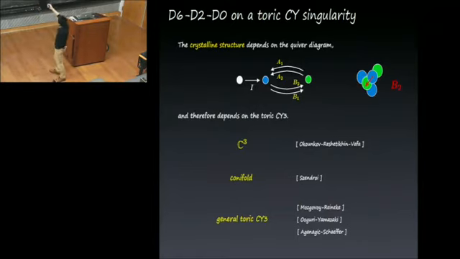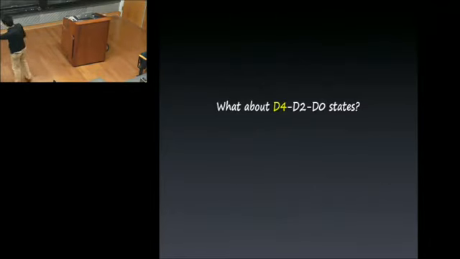So this crystalline structure depends on the Calabi-Yau threefold you are considering. The C3 case, the simplest example, was studied by Okounkov, Reshetikhin, and Vafa many years ago, about 10 years ago. Szendrői studied this conifold example, and these people studied the general toric Calabi-Yau case. So this is a brief review of the D6-D2-D0 case.